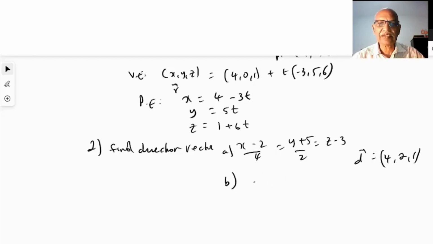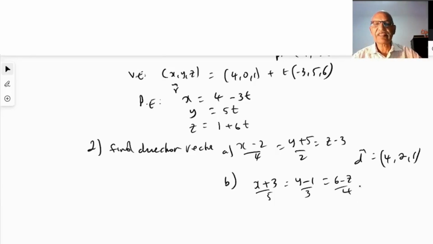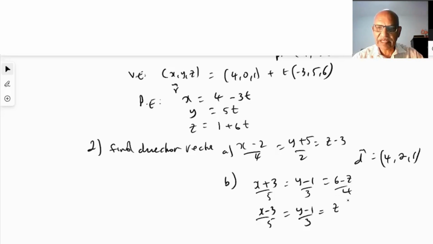For the second one, (x plus 3) over 5 equal to (y minus 1) over 3 equal to (6 minus z) over 4. First thing I see is whether they are written in the right format. No, this is not 6 minus z. This must be changed. Z must be first, so I multiply by negative 1 over negative 1, numerator and denominator. So it becomes (z minus 6) over negative 4. Therefore, the direction vector is 5, 3, negative 4.